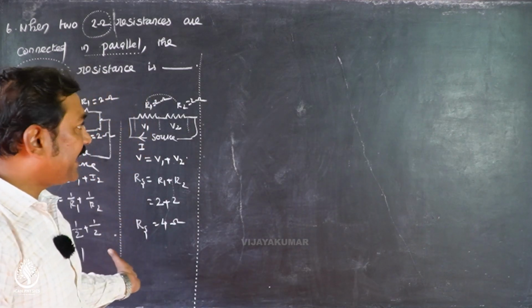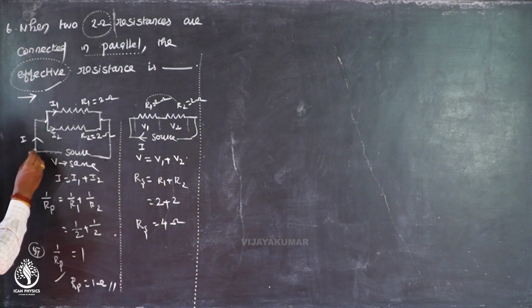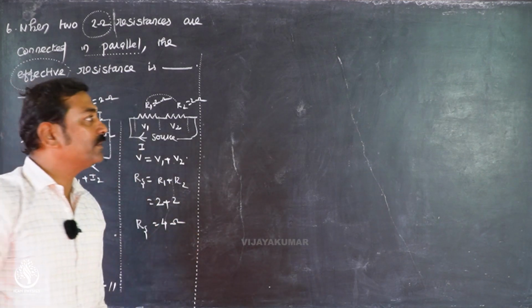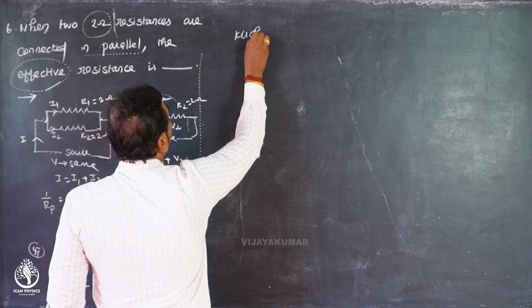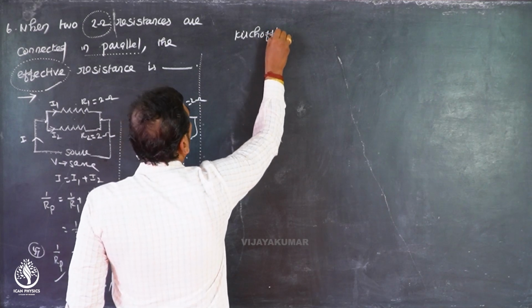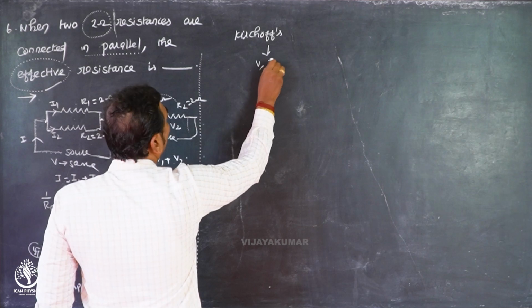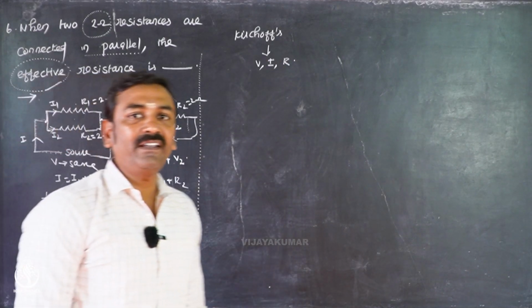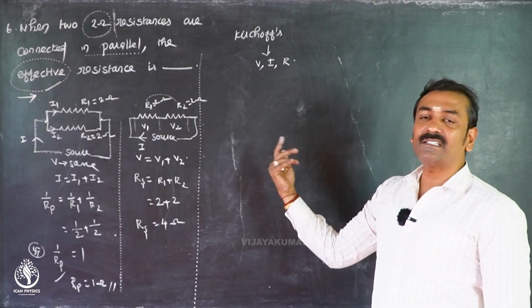So for that, where can we get the idea? Here the current flows and comes to this place, then it splits into two arms, I1 and I2. So who gave the idea? First, Kirchhoff. Kirchhoff's laws deal with V, I and R. Already we have V equal to IR, which was given by Ohm. Here Kirchhoff also deals with V, I and R.